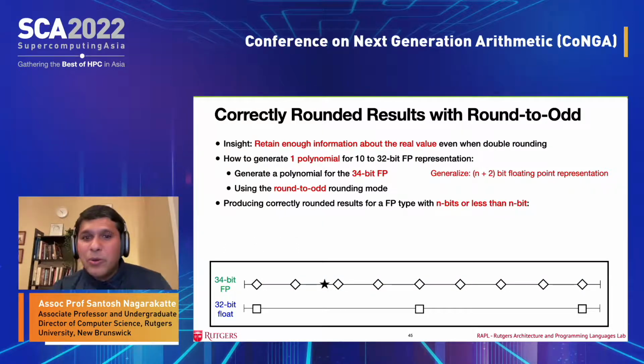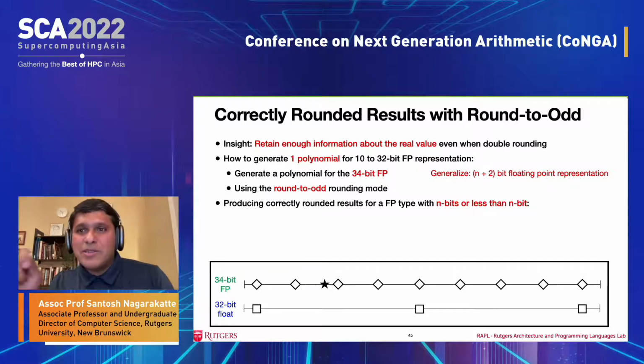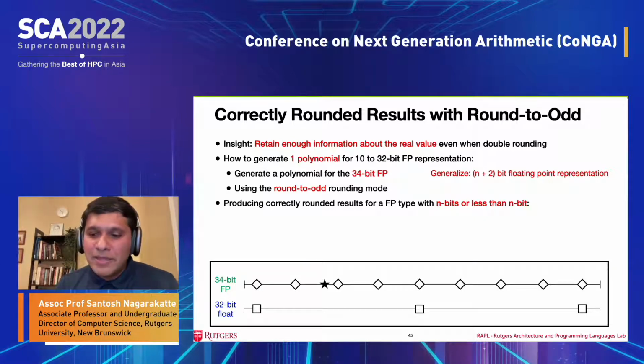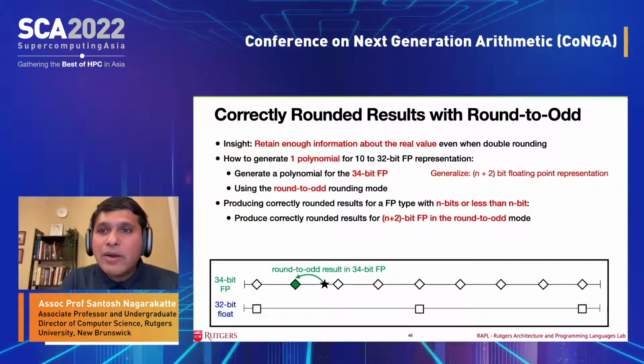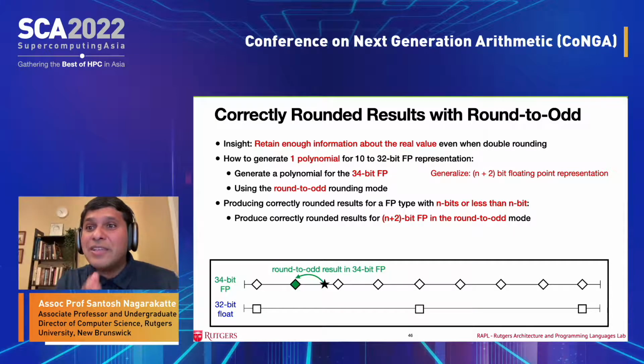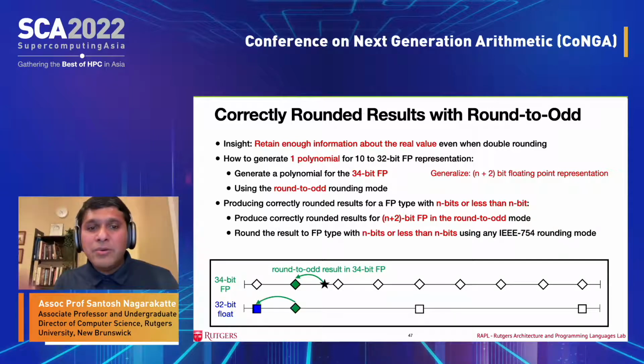Okay, so now let me go over the illustration that I had, when you took a double value and you rounded the real value initially into double and then to floating point, how it flipped. In contrast, when you do the rounding with round to odd, you will round to an odd value. So you're preserving the information that it is still less than the midpoint. And when you round this back, it rounds to the correct value.